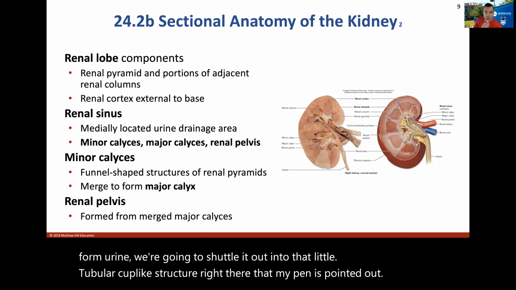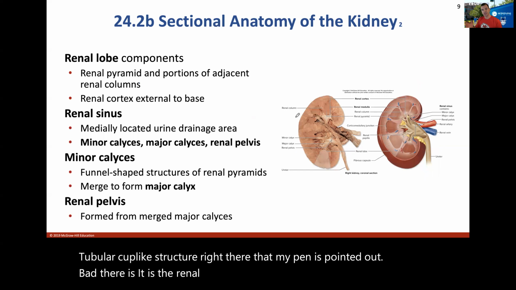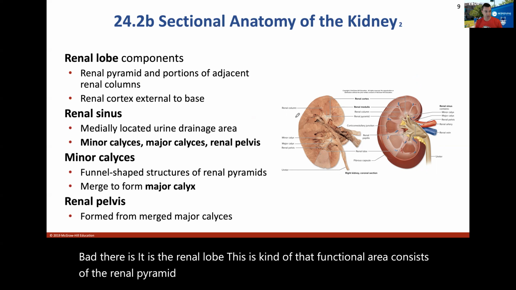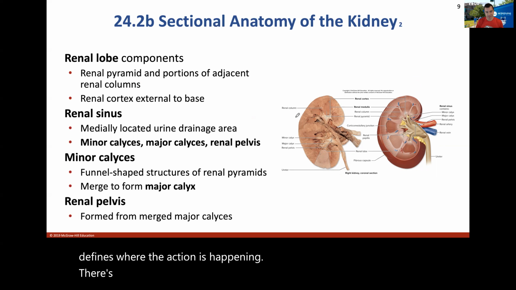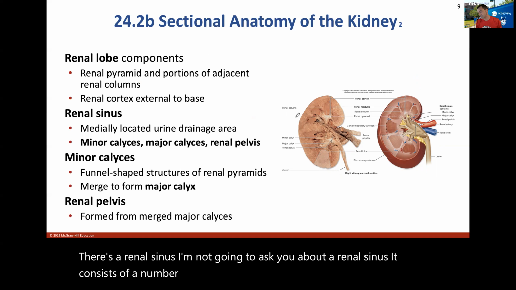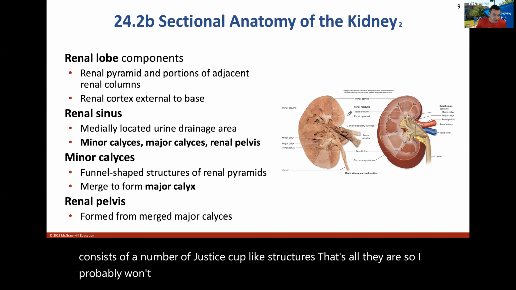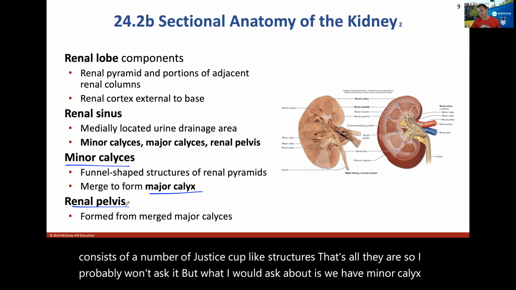There it is. The renal lobe, this is kind of that functional area. It consists of the renal pyramid and the two sides of the renal column. It just defines where the action is happening. There's a renal sinus. I'm not going to ask you about a renal sinus. It consists of a number of just cup-like structures. That's all they are. So I probably won't ask it. But what I would ask about is we have minor calyx, major calyx, and the renal pelvis.